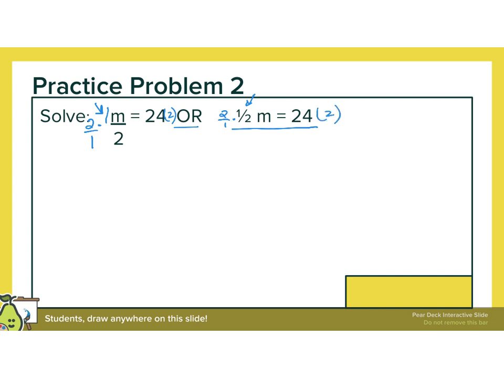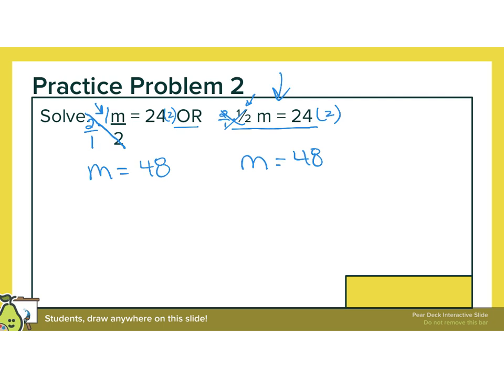Whatever I do to one side, I do to the other. So these are the same problem. You don't have to rewrite it this way, but I probably will just because I think it's easier. But no matter what, the 1/2s are gone, and m equals 48. Right here, the 2's cancel out. M over 1 is just m. So the same thing happens. It's just which way is easier for you to see it. So I think m is 48.